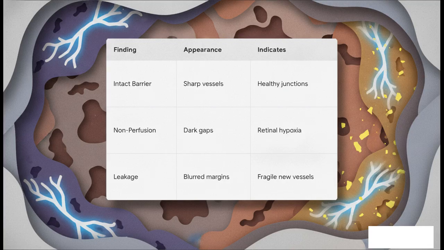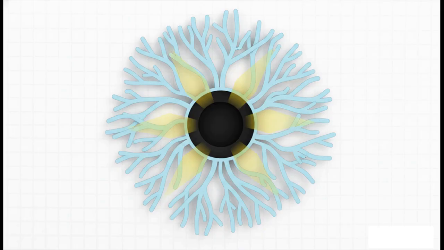But if we see these dark, non-fluorescent gaps where capillaries should be, we know immediately we're looking at dead, infarcted tissue, capillary non-perfusion. And if we see blurred vessel margins that get intensely bright and glowing as the test goes on, that's leakage. That tells us those fragile VEGF-driven new vessels are there, and they're actively leaking dye right into the retina.